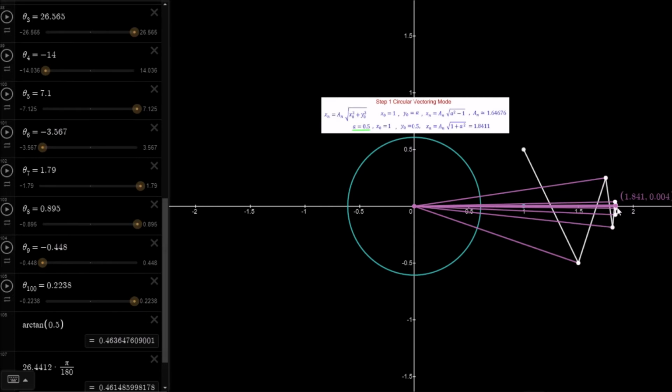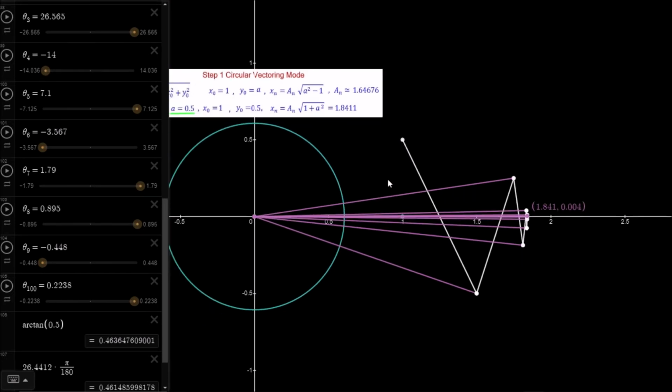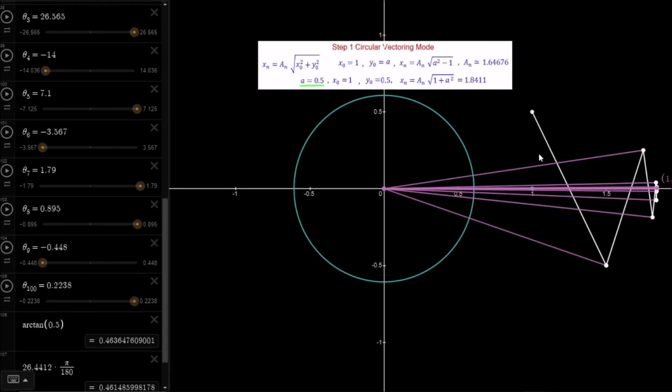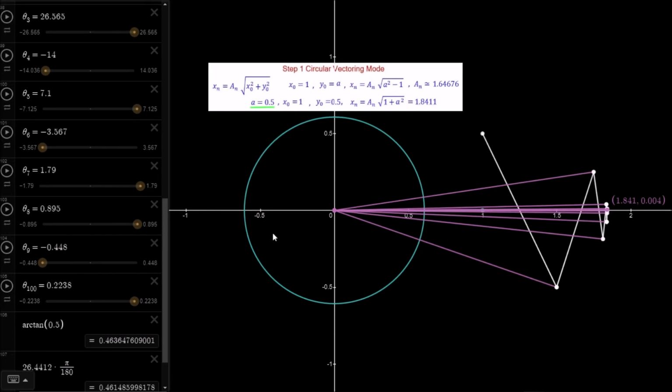Our xn should be equal to this number here, 1.8411. And you can see here that we've got 1.8407. So we're very, very close. So that's us found the value for our xn, which gives us this little output here using the vectoring mode. But now we have another function that we can generate here, and it's the arctan.